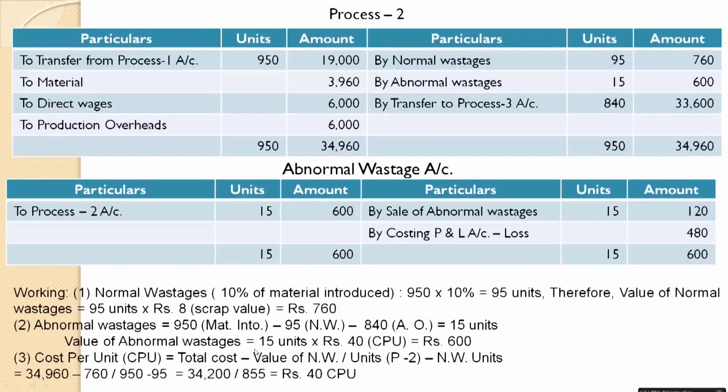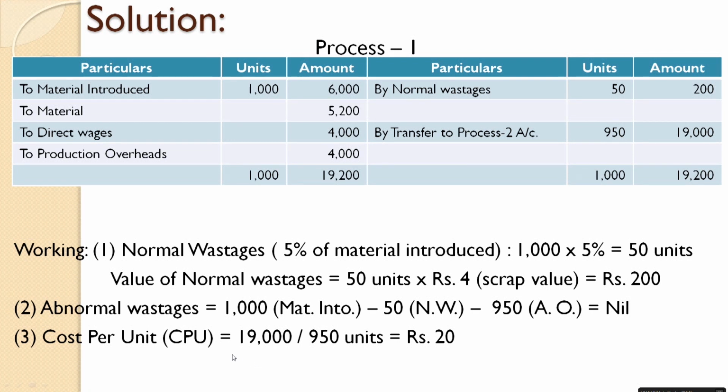See working number 3. Working number 3, cost per unit: 19,000 rupees. How does it come to 19,000? Total expenditures minus normal wastage amount, divided by the total units introduced, that is 1,000 minus normal wastage units, that is 50. So 1,000 minus 50 comes to 950 units. When 19,000 is divided by 950 units, the value of cost per unit comes to rupees 20.